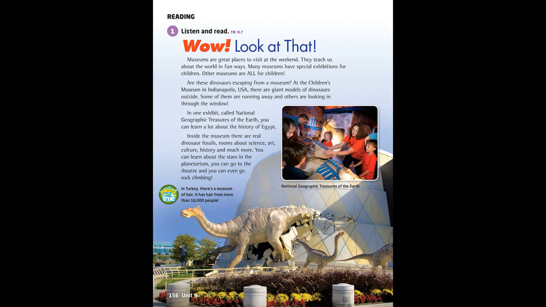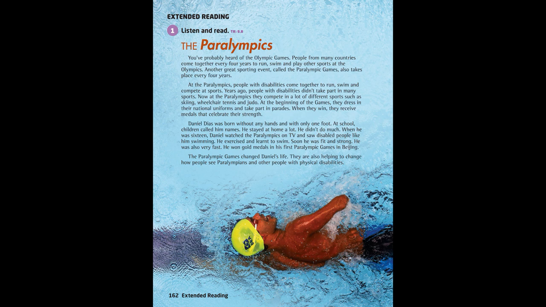Track 9.8. Extended Reading. Activity 1. Listen and read. The Paralympics. You've probably heard of the Olympic Games. People from many countries come together every 4 years to run, swim, and play other sports at the Olympics. Another great sporting event, called the Paralympic Games, also takes place every 4 years. At the Paralympics, people with disabilities come together to run, swim, and compete at sports.